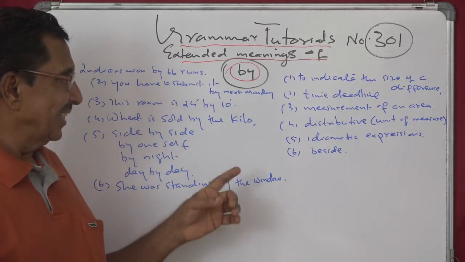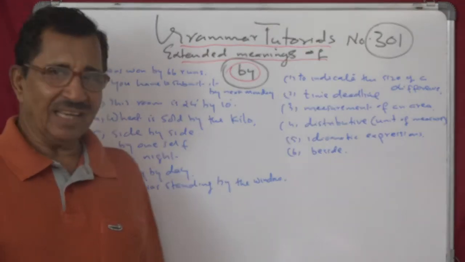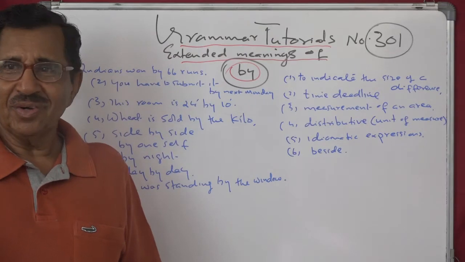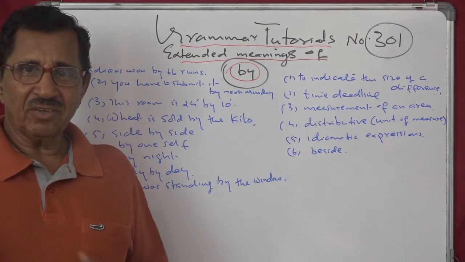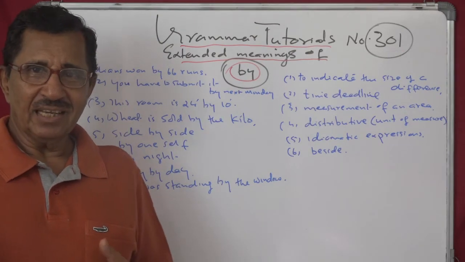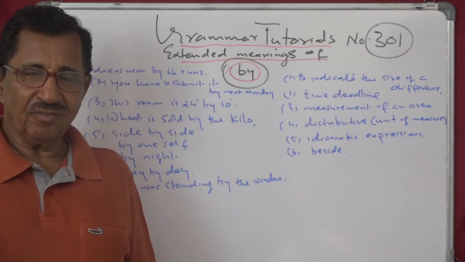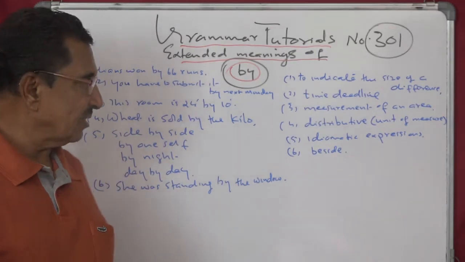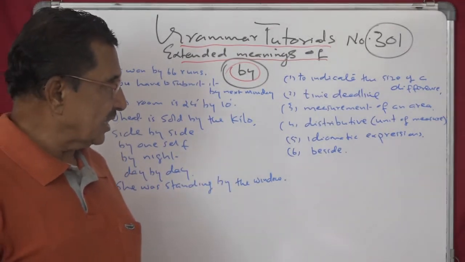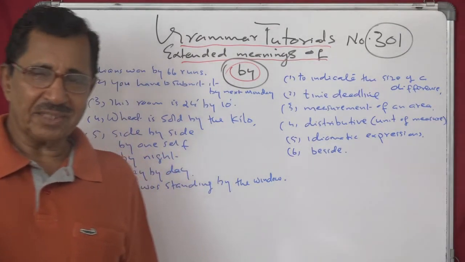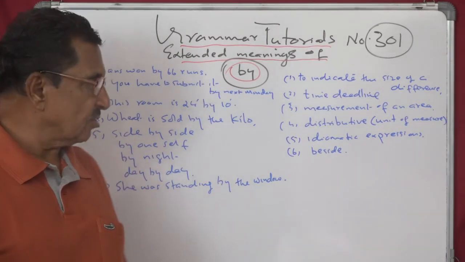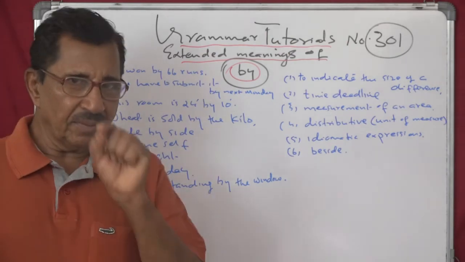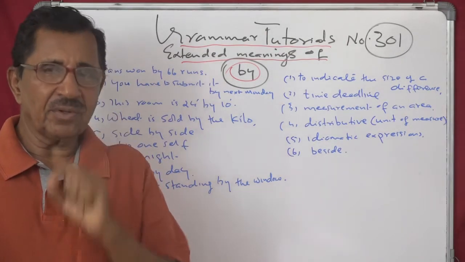Understand? Yes. Measurement of an area. Whenever you think of building a house, you say by 40 by 20, 14 by 12, like that. So by 12, etc. It's very common. Distributive use means unit of measurement, as in by the kilo, by the dozen, and so on. But that article is important there.